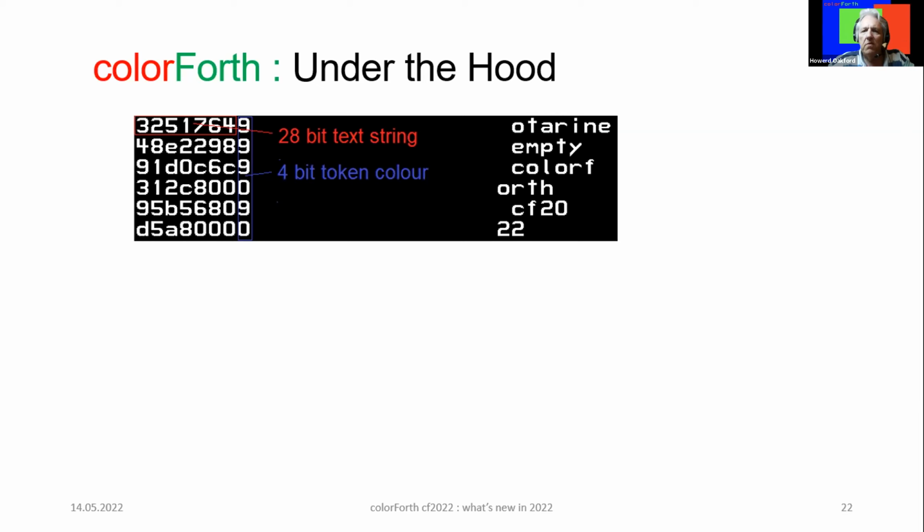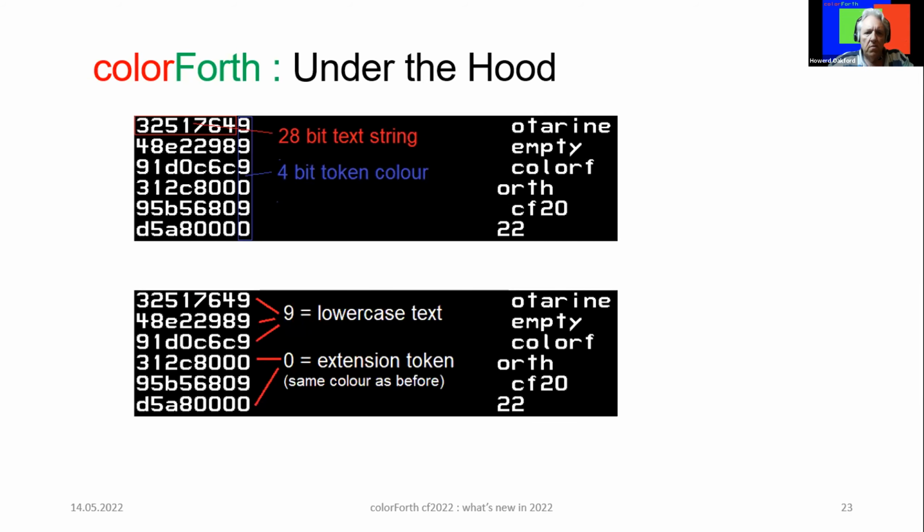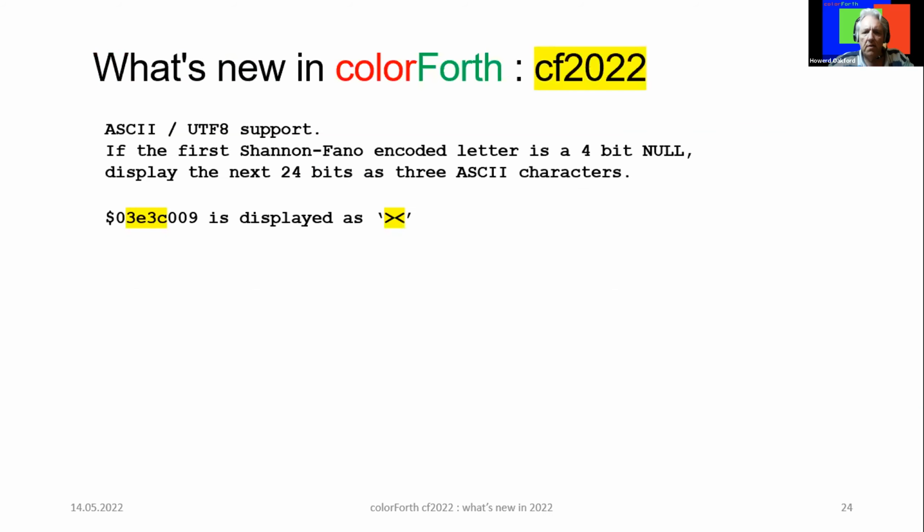I'm thinking about changing that so it detects an extension token in the next cell, but it will make things run less quickly. Okay, so this is pictures of what I was just talking about here, that the color of the token is the rightmost number there, and that 9 is lowercase text.